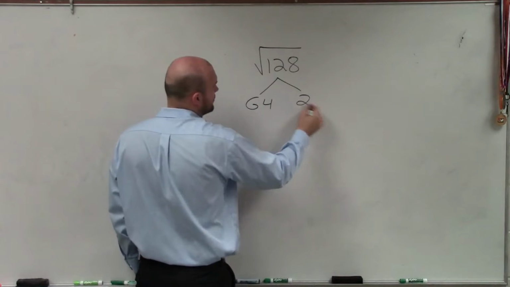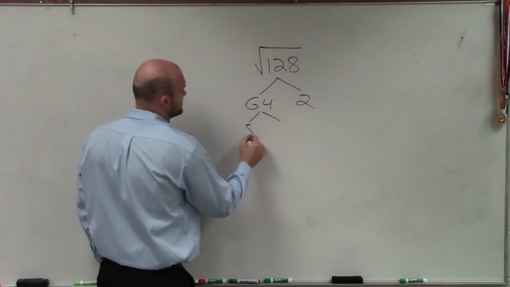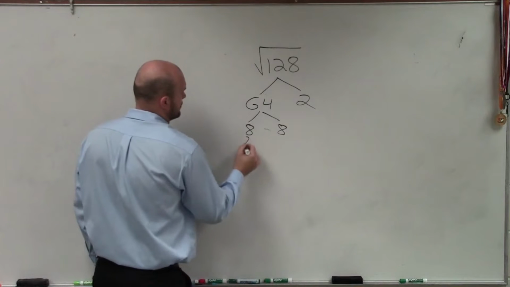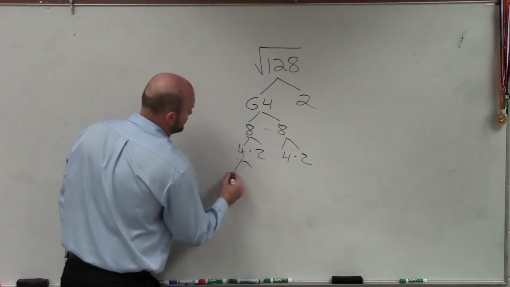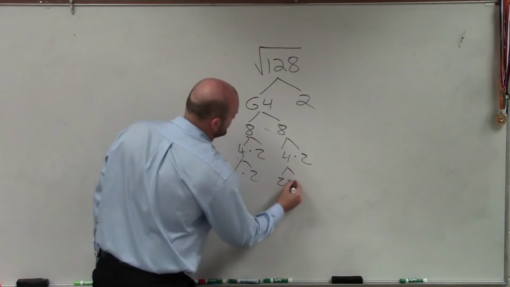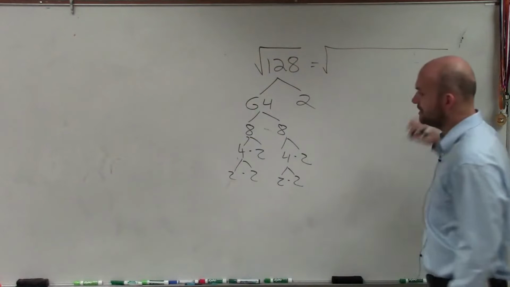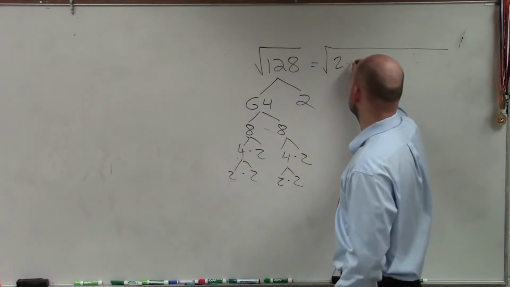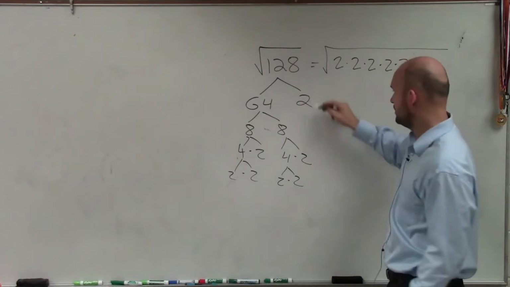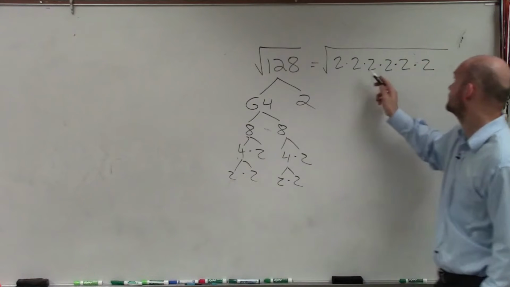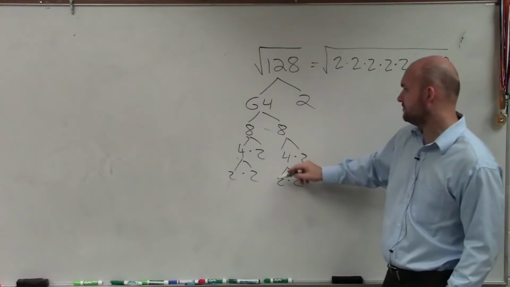Since this is even, we know we can divide it by 2, correct? And then we can break this down into 8 times 8, 4 times 2, 4 times 2, 2 times 2, 2 times 2. So therefore, I can rewrite the square root of 128 as its prime factors: 2 times 2 times 2 times 2 times 2 times 2 times 2. 1, 2, 3, 4, 5, 6, 7.